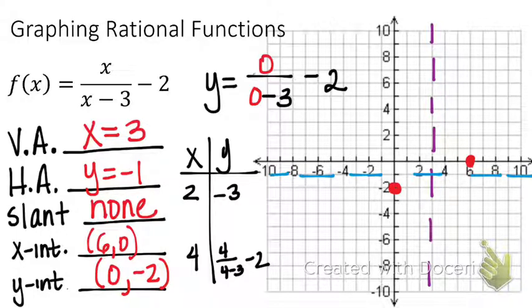Okay. All right, let's go ahead and plot those points. So we're going to put a point at 2, -3. Now remember, you cannot go through your asymptotes. So this graph is going to go straight out, and it's going to get really close to that blue line, but it's not going to go through the blue line or the purple line.